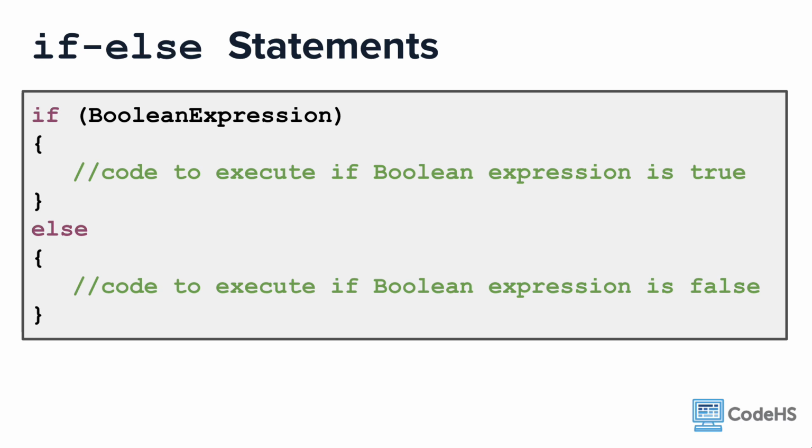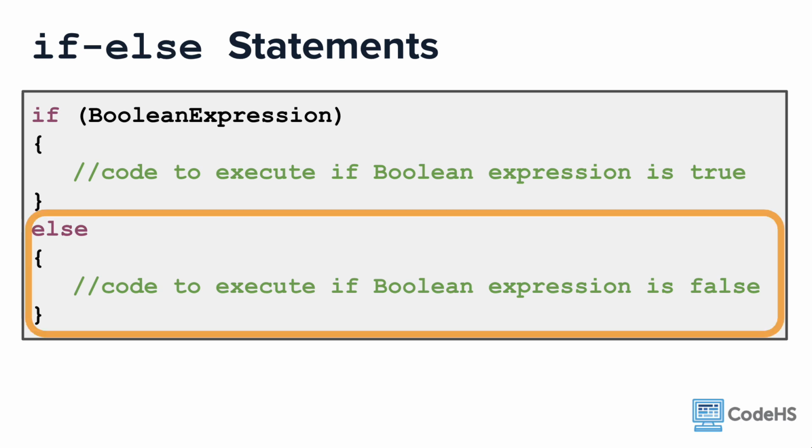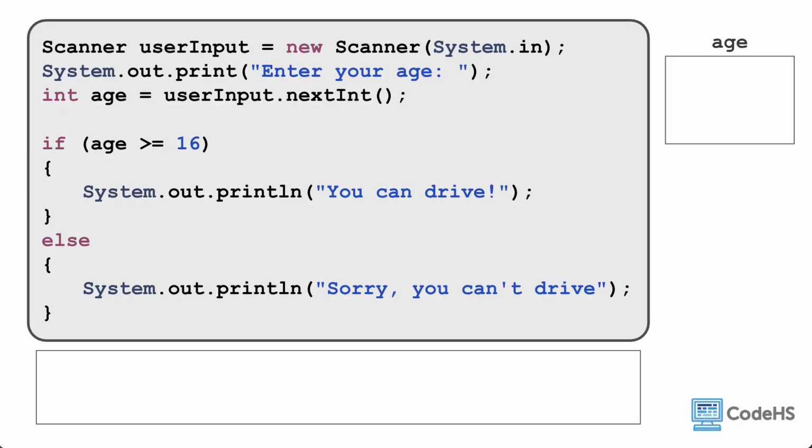As you can see, the else statement follows the if statement and has its own code block that will execute if the Boolean expression evaluates to false. Let's look at an extended version of the driving age example that uses an if-else statement and user input.